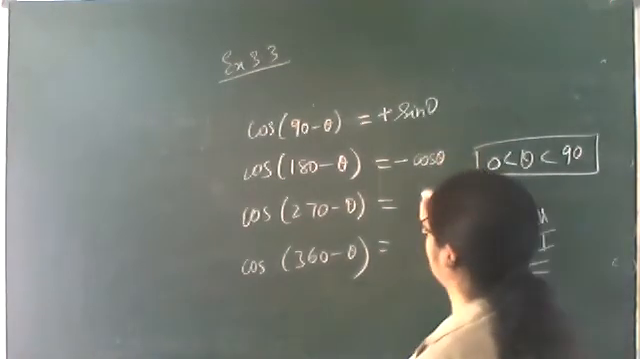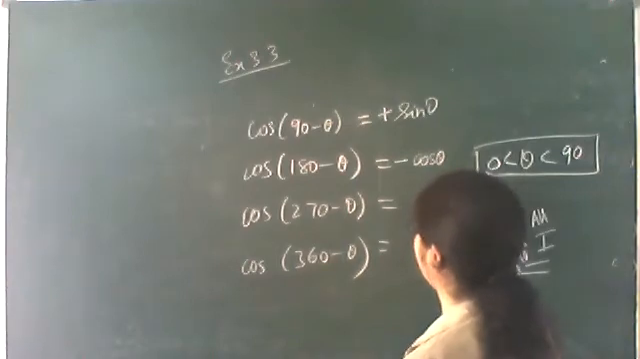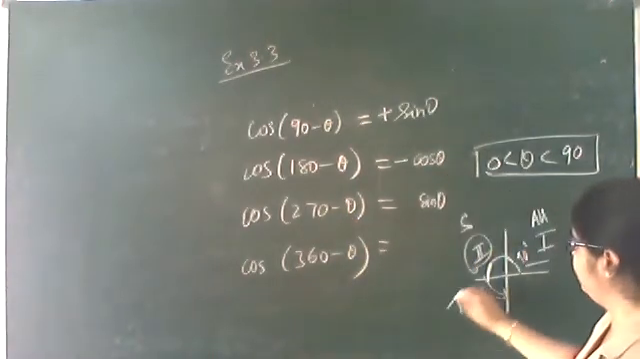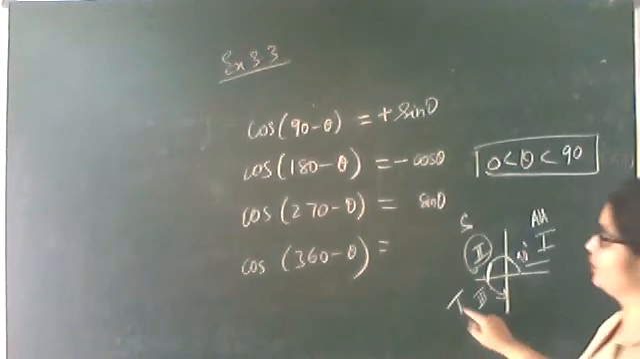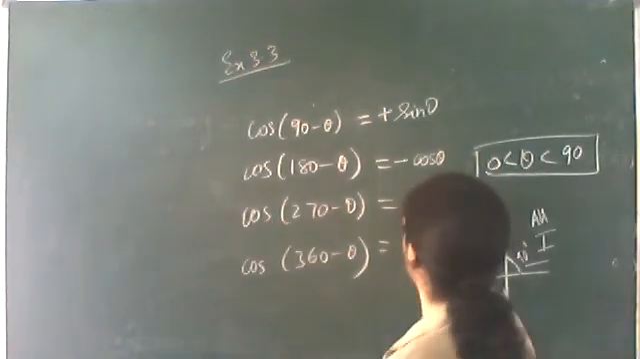Change, no change, change. Change means what? It will change to sin theta. And in 270 minus theta, only tan and cot are positive. So again, cos is what? Negative. So it will be negative.